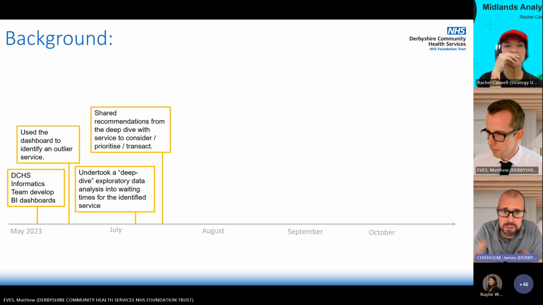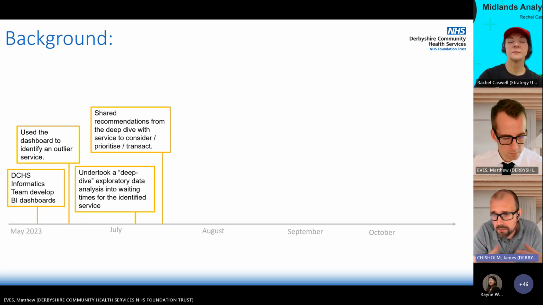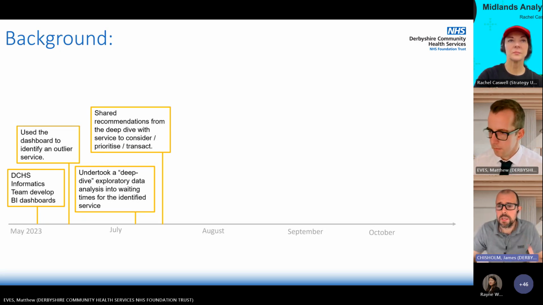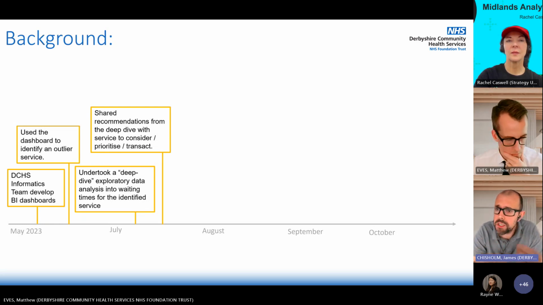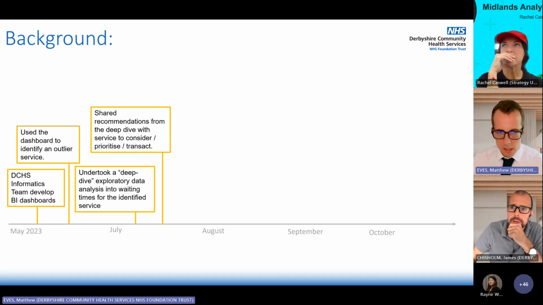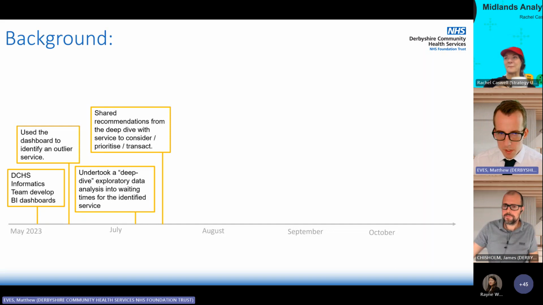So we did that piece of work. We shared that work with the service. Critically, we shared it with our EDILF group, which is our equity and diversity group within the trust, and started to get some traction and engagement through that group in terms of the work that we were doing. At this point, I think I'm going to pass back over to you, Matt, if that's okay, to talk through the next bit.